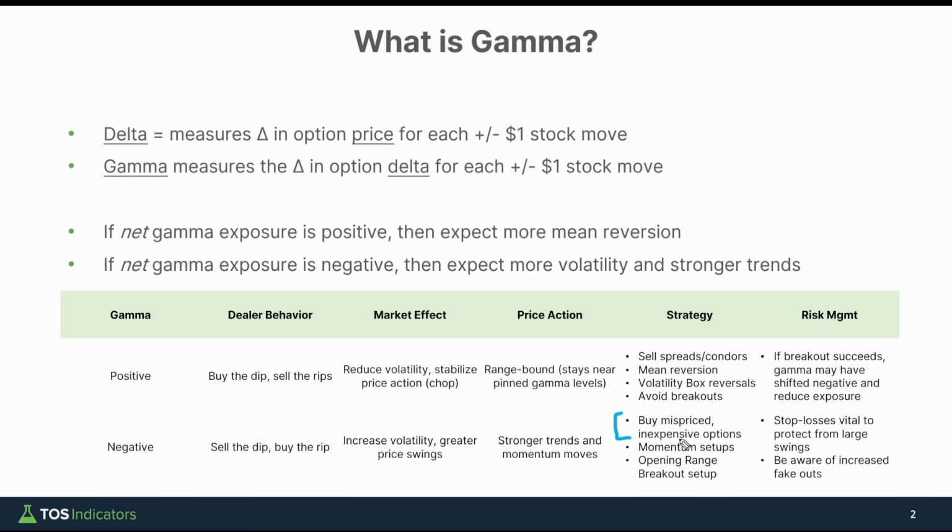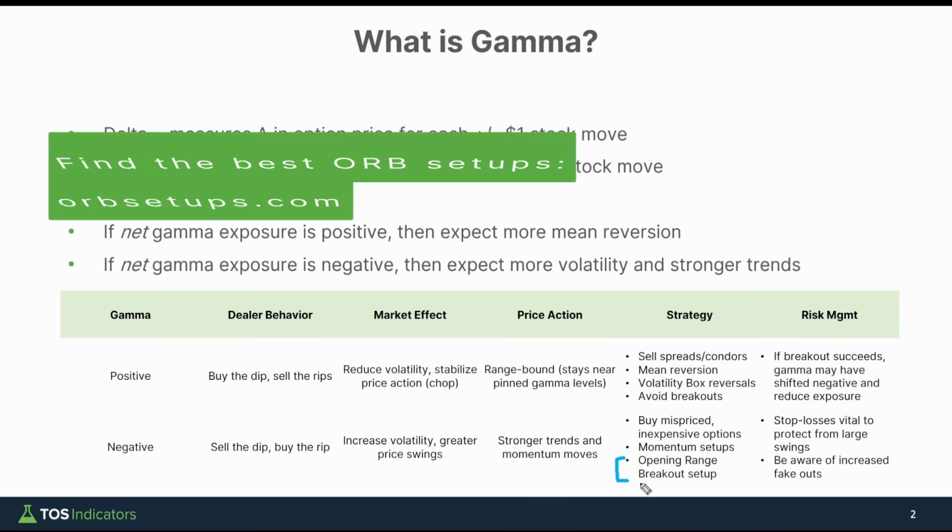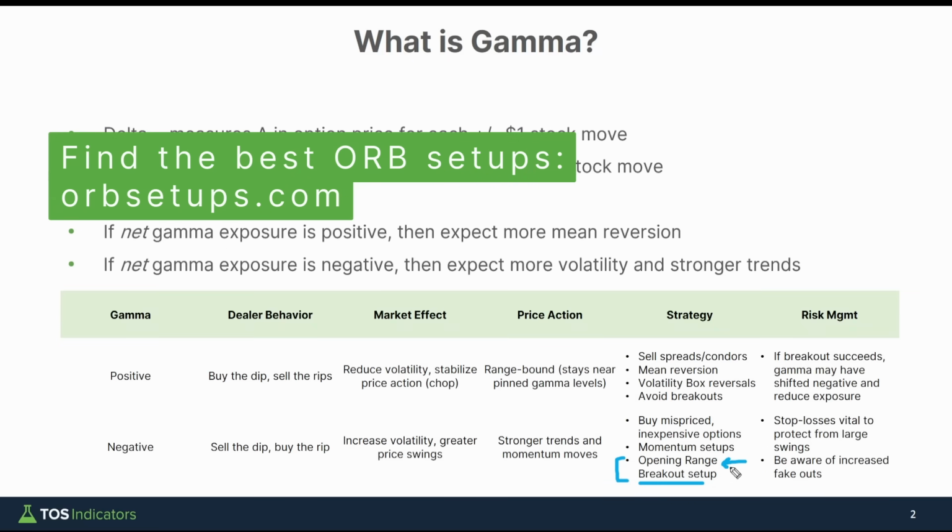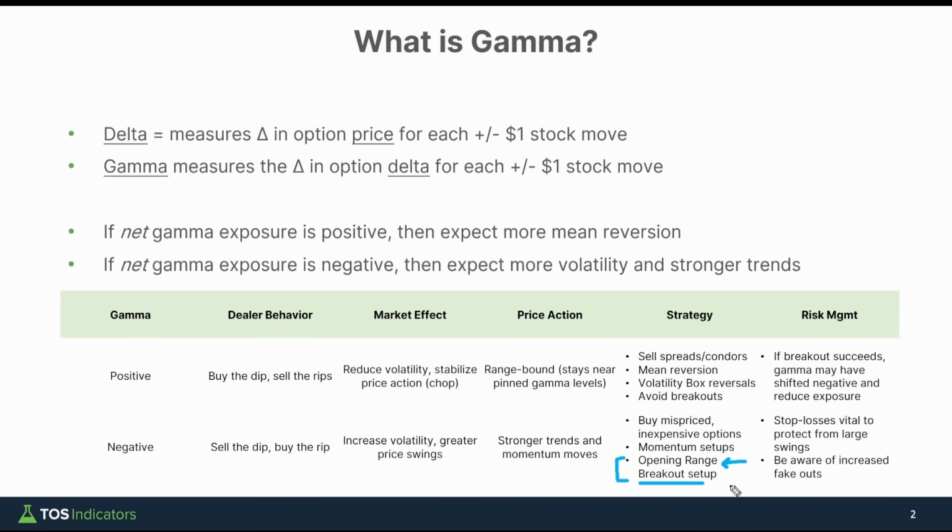In periods like this, buying mispriced, inexpensive options, think out of the money calls for example, makes a lot of sense because you start to actually see a lot of these crazy directional moves. Also, during this period, the opening range breakout setup works really well because you start to see the crazy movements, momentum-based setups.